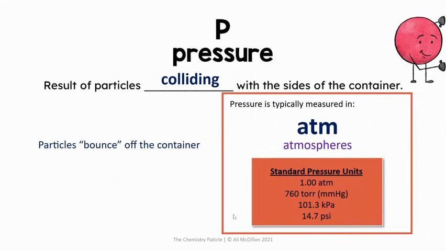These in the bottom right-hand corner here are all the standard pressure units that we could have. So if something indicates it's a standard pressure and it's in ATMs, you would use 1. If it's torrs or millimeters of mercury, you would use 760. If it's kPa, you would use 101.3. And if it's PSIs, you would use 14.7.